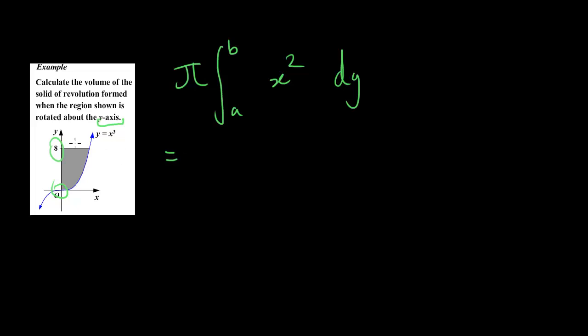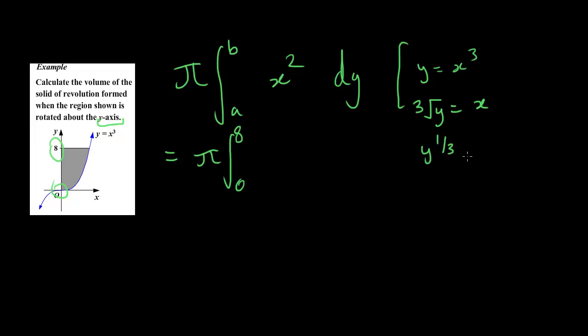Okay, so if you have a look, we've got pi integral from 8 to 0, and for the x squared, if y equals x cubed on the side, because we need to get x squared, remember, we need to get x on its own first, so you get something like the cube root of y equals x. That looks very messy. We can write that as y to the 1/3 equals x. What we need to do now is take the square of both sides.